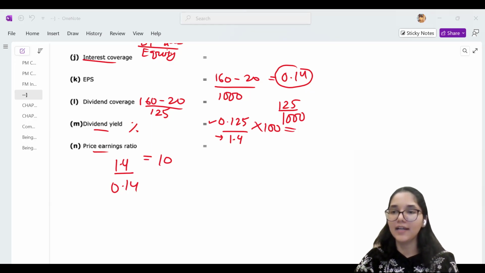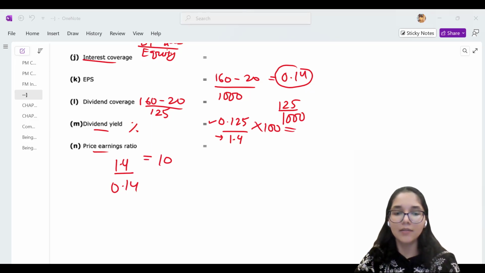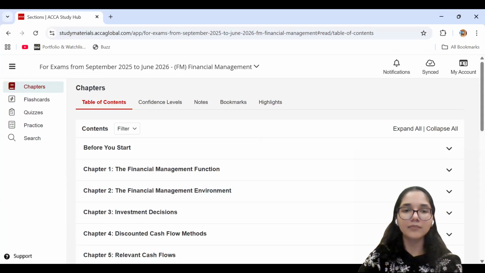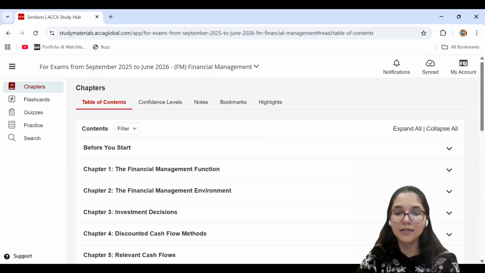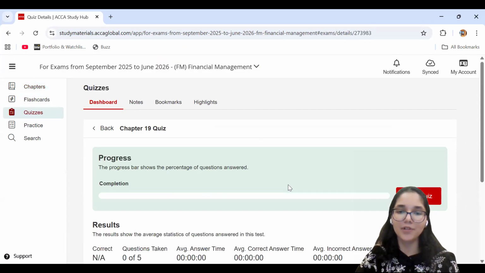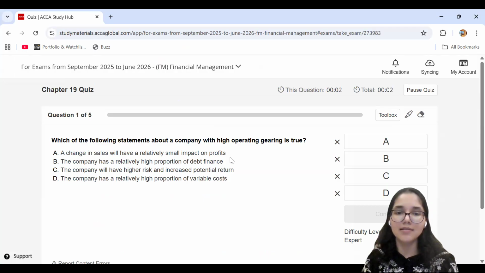Okay. All right. If you're all good, then I will take you to the last thing that we have on the agenda for today's session, which is the quiz of this chapter from the ACCA Study Hub. So I'm just navigating my screen to the ACCA Study Hub. Is the Study Hub visible to everyone? Perfect. So here is the quizzes part, and here is chapter number 19. I click on start quiz, and here are the questions in front of you.